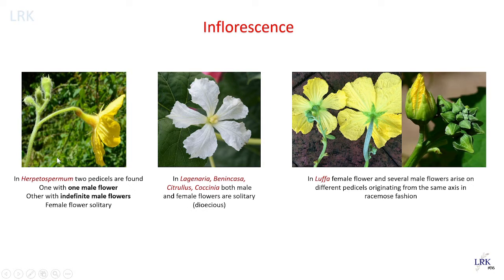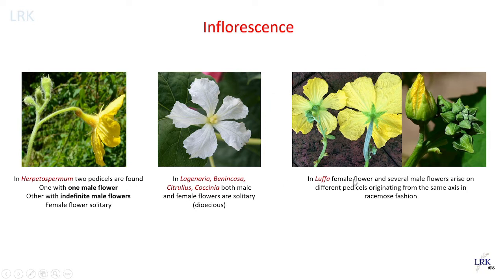Okay, and in Laginaria, Benincasa, Citrullus, and Coccinia, both male and female flowers are solitary. That is, these plants show dioecious condition. That is, male plant and female plant are different. Male flowers and female flowers are different. Okay, both male and female flowers are solitary in Laginaria, Benincasa, Citrullus, and Coccinia.